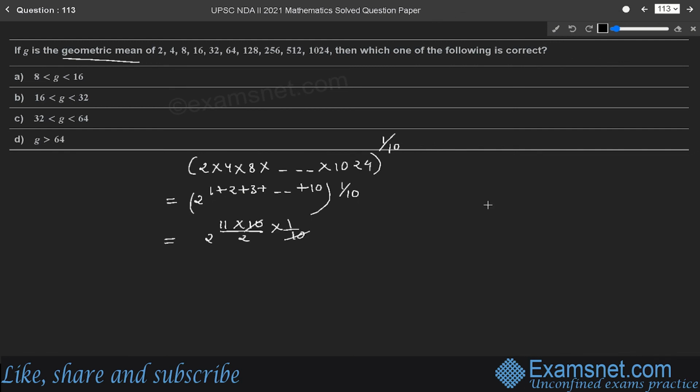10 and 10 will be cancelled. So, it will be 2 to the power 11 by 2, which is equal to 2 to the power 5 into root 2. We know that 2 to the power 5 is 32. So, it is 32 into root 2. Therefore, the value of G is greater than 32 and less than 64. So, option number C is correct for this question.